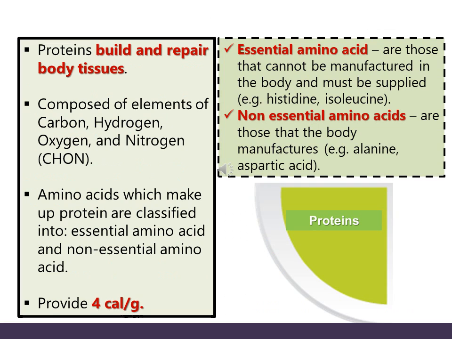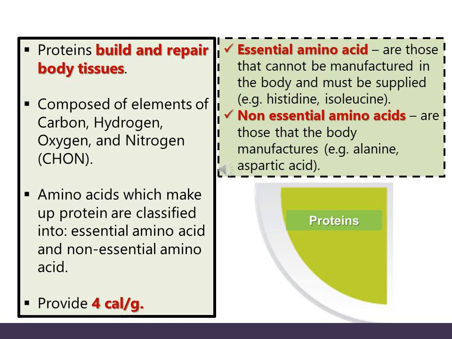Another important source of nutrients is proteins. Proteins primarily help in building and repairing body tissues. This nutrient is very important, especially if your patient has a surgical wound or any wound. Why? If your patient doesn't have adequate proteins, the wound healing will be delayed. That's why if we have a patient who had a surgery or has a wound, we advise them to eat food which is rich in proteins.